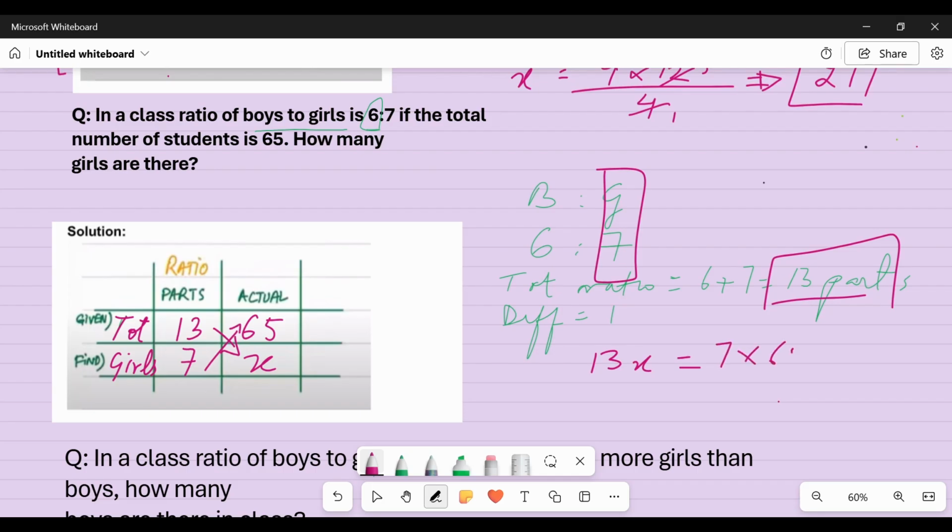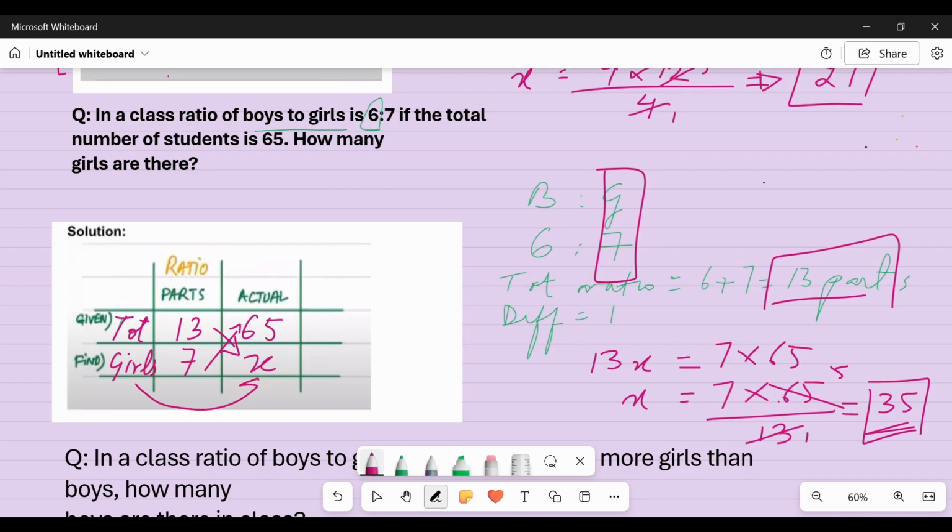Now, 13 and x are multiplying with each other, so 13 will go over there as a division part. Okay, it will go in the denominator. Now simplify. 13 ones are 13, 13 fives are 65, right? Okay, so here it's 7 into 5. So 7 into 5, 7 fives are 35. 35 is the x value. And what is x here? The x is how many girls are there. X is the total number of girls.